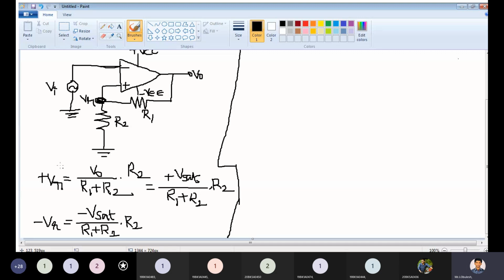Let us assume we have a minus V reference, V naught is equal to minus V sat, and it is called the lower threshold voltage. So VUT and VLT can be determined and adjusted by selecting proper values of R1 and R2.